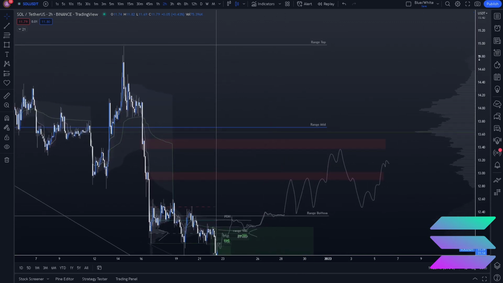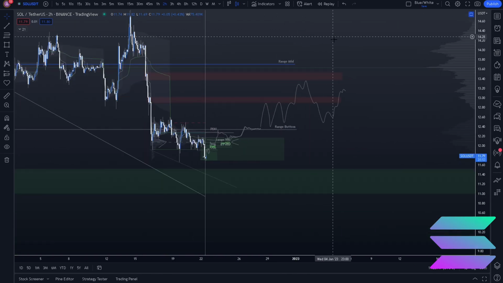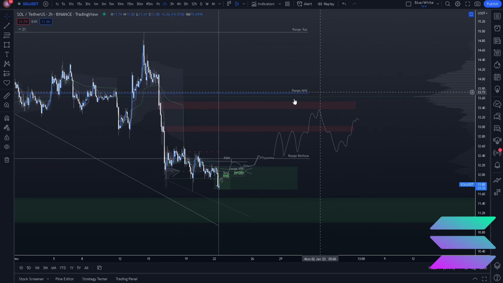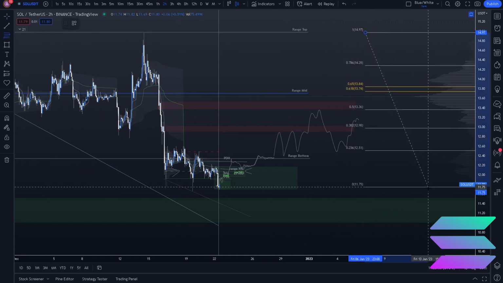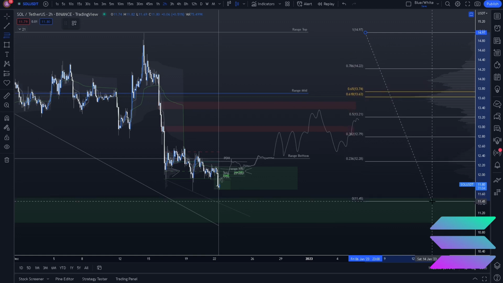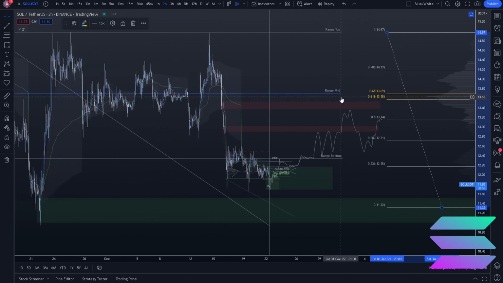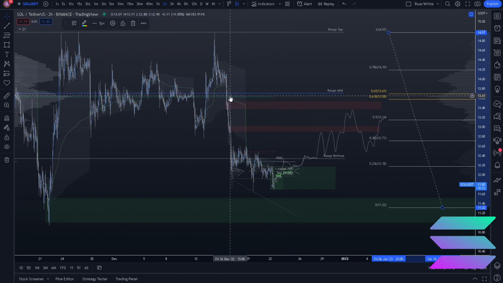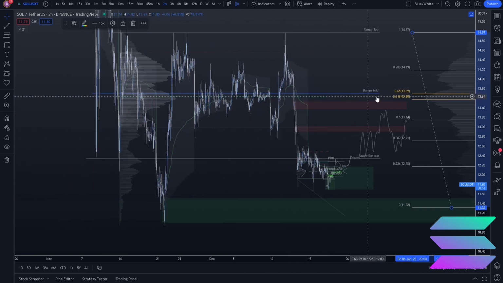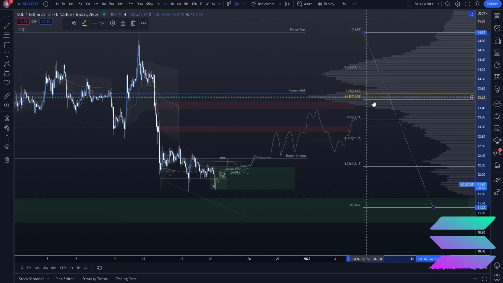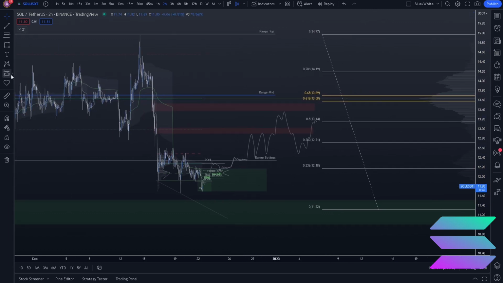And yeah, ideally we probably get rejected off these, and these are areas that I will look for short trades. If we take the fib from this high to this swing low, and possibly maybe this swing low, this would be in line with the golden pocket. So maybe around this area is what I would look for towards the mid range. And you can see that this is the macro range POC as well, right in the golden pocket. So this would be a really good area for a short trade.